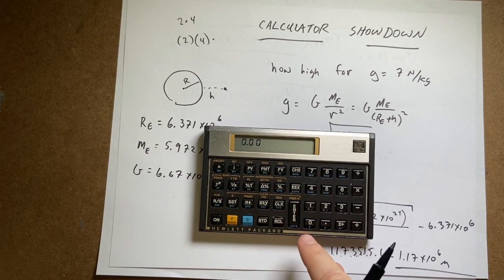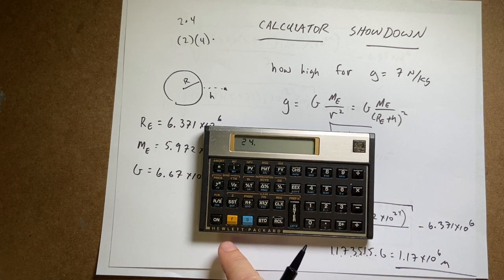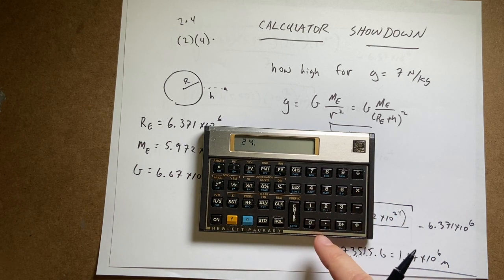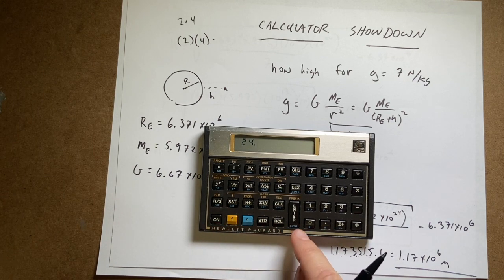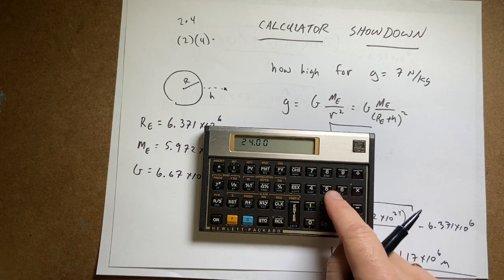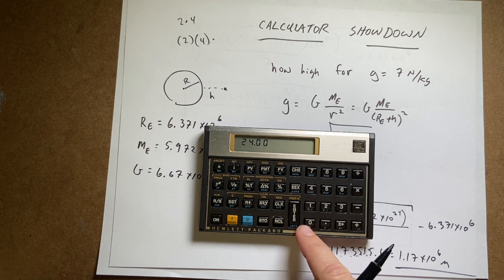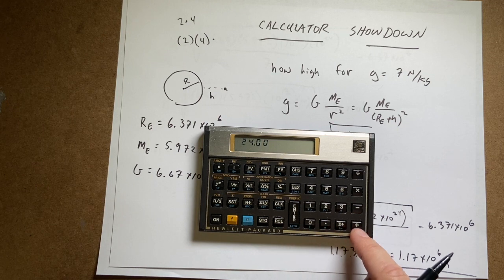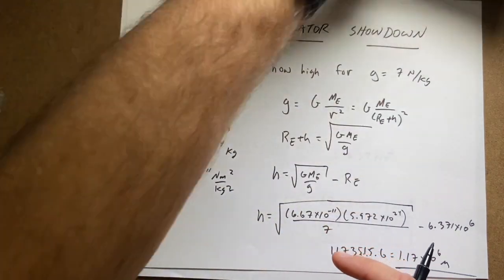So I'll do 2, enter, 4, oops, clear. I'm not even good with this one either. Store, recall, clear. Where's clear? Where's the clear button? Drop. It's sometimes called drop. Okay. I'm dropping this one.